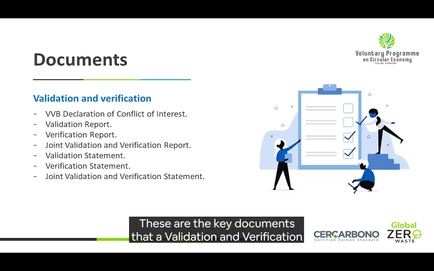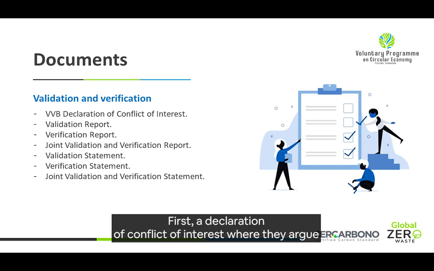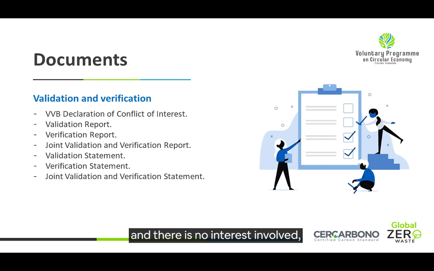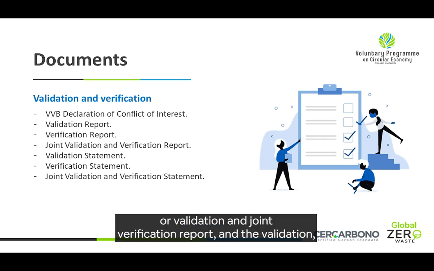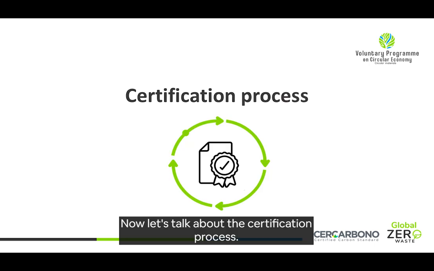These are the key documents that a validation and verification body must submit. First, a declaration of conflict of interest where they state that they don't have any conflict with the development of the project and there is no interest involved. In addition, they issue their validation, verification, or joint validation and verification report and the validation, verification, or joint validation and verification statement.